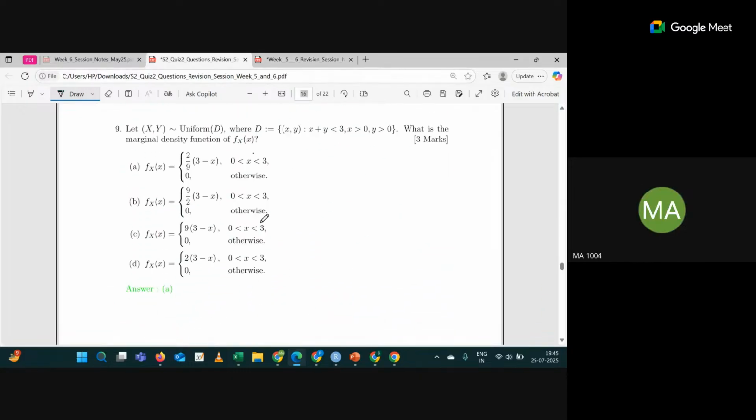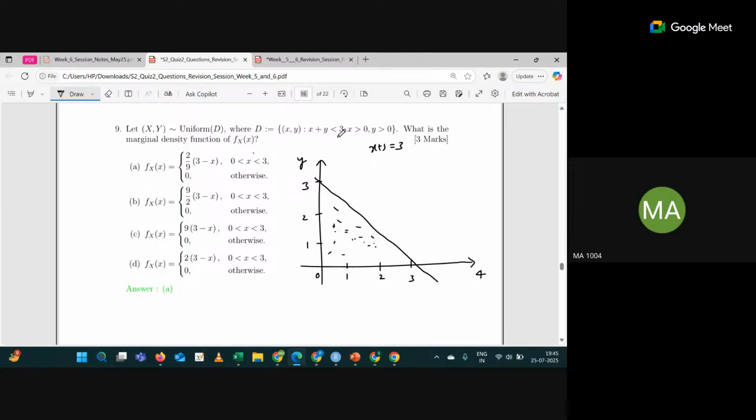So in this question, what is the good approach? Just try to draw the region. What is D actually? Let's say this is 0 to 4, this is 1, 2, 3 on both axes. So x is greater than 0. First of all, just draw the line x plus y equal to 3. When y is 0, x is 3, so the points are 3 comma 0 and 0 comma 3, and this is the line. This region is our region of interest, where x plus y is less than 3.